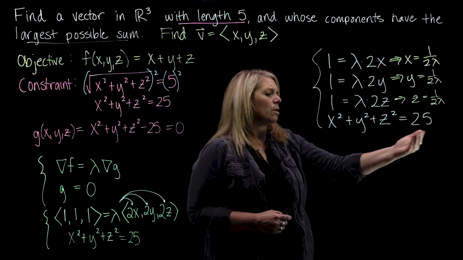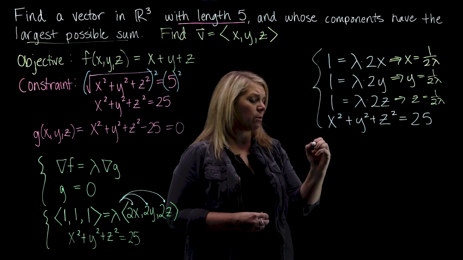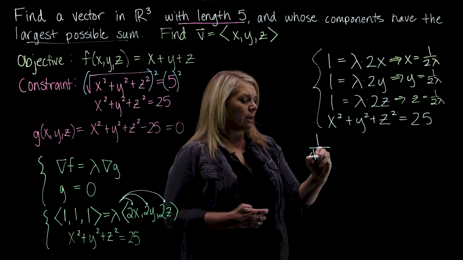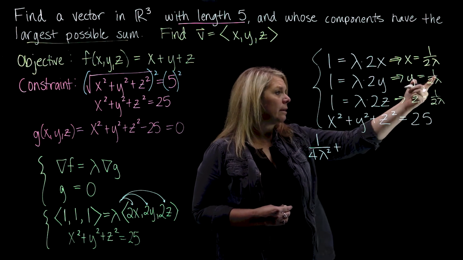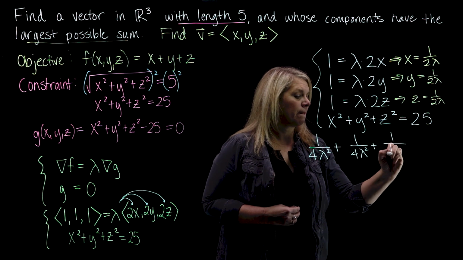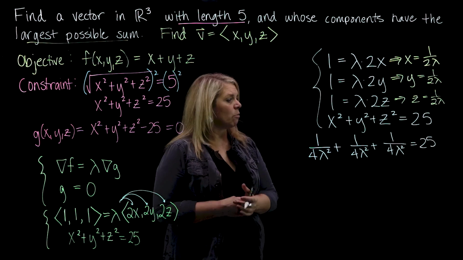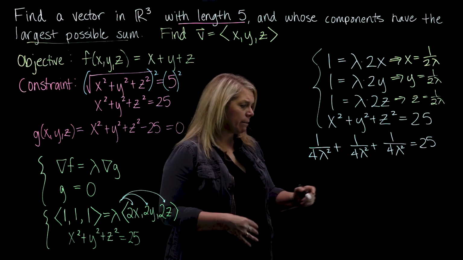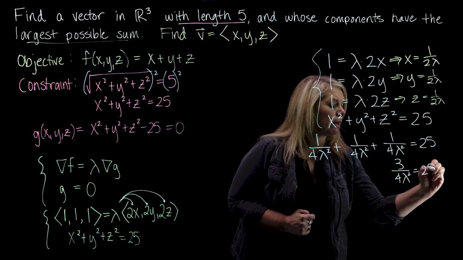All right, so if I substitute those into my constraint, I'll have x squared. So I'll have this whole quantity squared. I'm going to go ahead and square that. 1 squared is 1, 2 lambda squared, the quantity squared will be 4 lambda squared. And then y, same thing here. And then do whatever algebra you want to do to solve this. I might notice that I have 3 fractions here all with a common denominator, and write that as 3 over 4 lambda squared is 25.